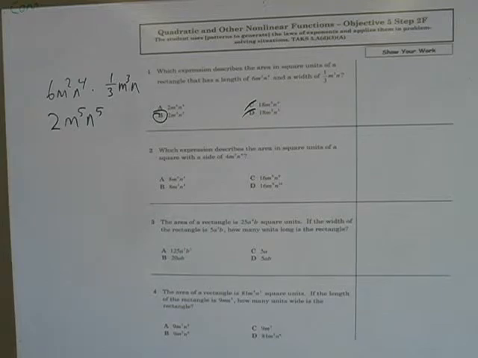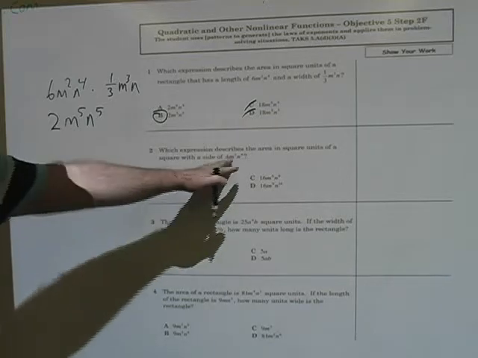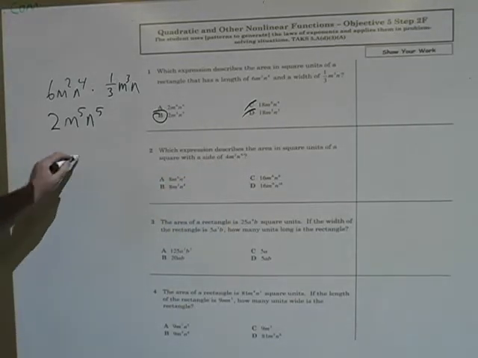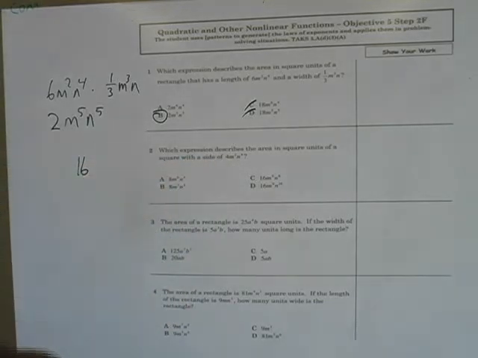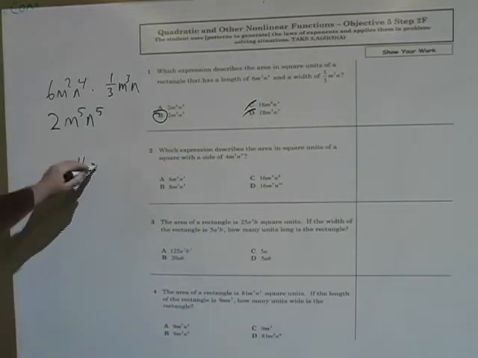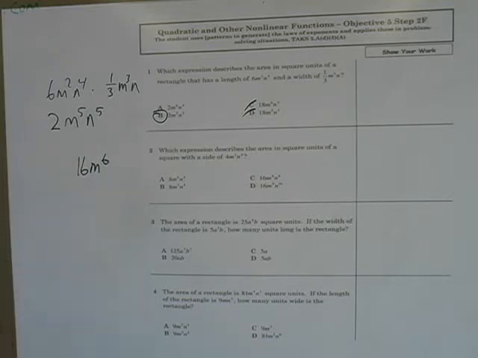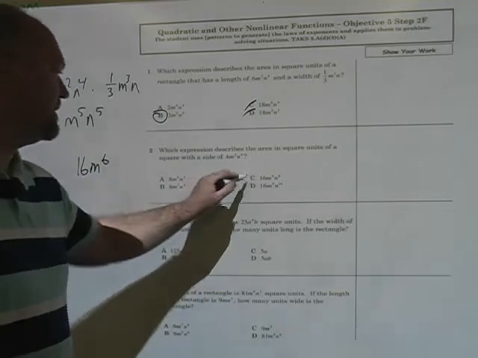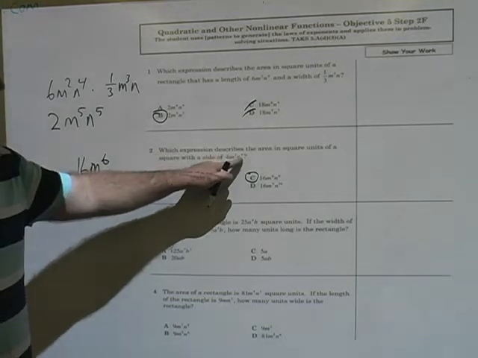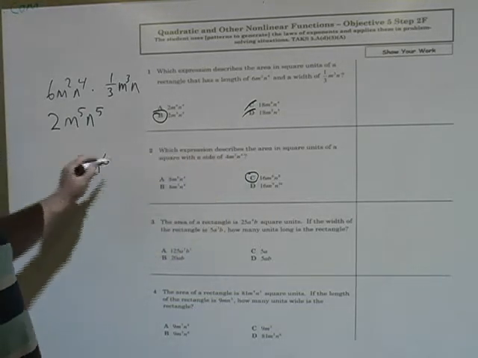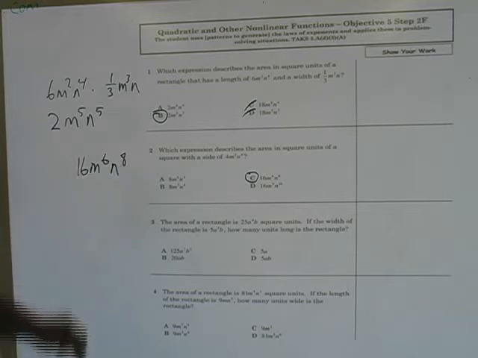Number 2, we're going to square, multiply by itself. 4 times 4 is 16. M to the 3rd times itself is m to the 6th. Looks like that's going to be our answer. N to the 4th times itself is n to the 8th. Number 3.